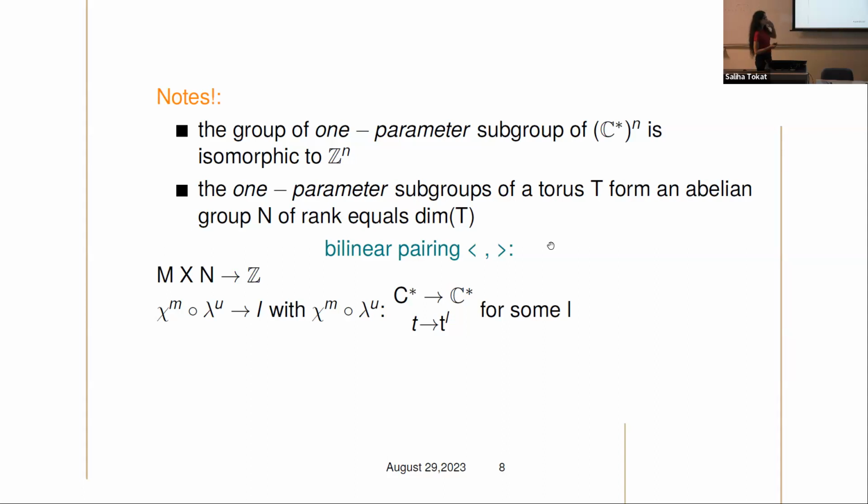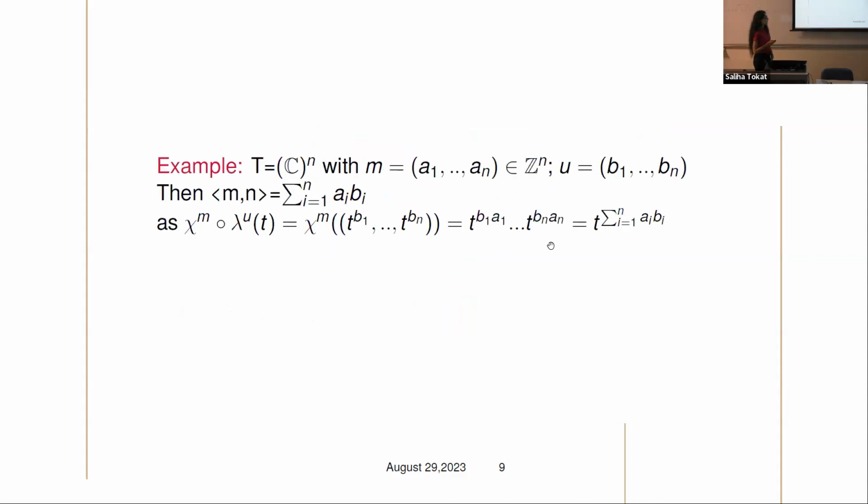Now we're going to see the bilinear pairing, which is the inner product. So from M cross N to Z, that takes you from the composition chi M composed with lambda U, which would be the composition from C star to C star that takes T to T to the power of L, for some L.